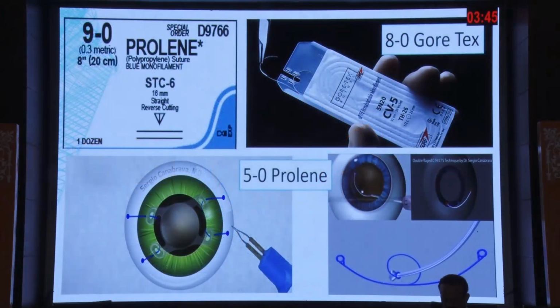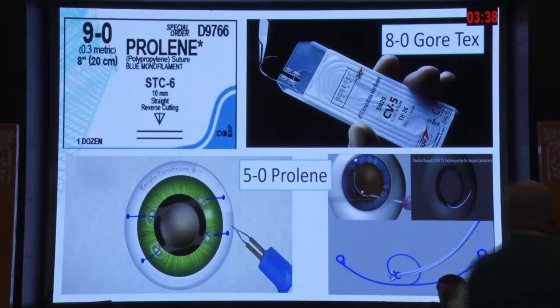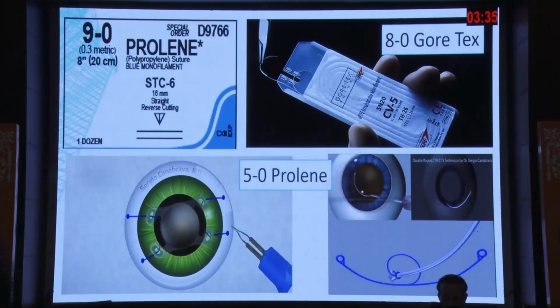You can use any of these sutures. Generally nowadays we avoid using 9-0 Prolene, because after 8 to 10 years it has been seen that it degenerates. You can go for a 6-0 Prolene or Gore-Tex suture to fix it to the sclera.